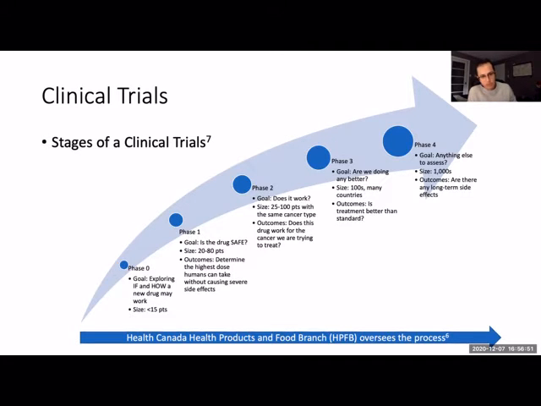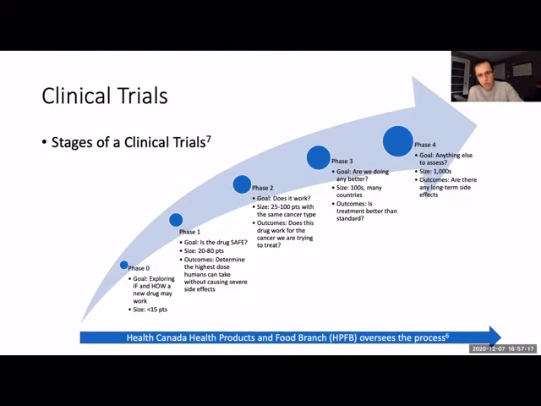So the goal is, as we said, to explore if and how a new drug may work. And usually the sample size is relatively small, usually less than 15 patients. Then we move on to phase 1. And this is one of the phases that's more often than not part of the progression into the different phases for clinical trials. So phase 1 tests the safety and the dose range of a particular drug.